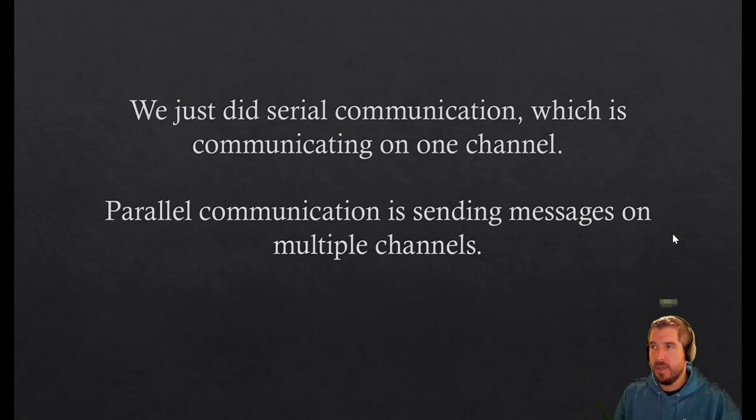Okay, so we just talked about serial communication, which is communicating on just one channel. Parallel communication is sending messages on multiple channels. You can imagine we had one micro:bit communicating to someone else. Well, if we had 5 micro:bits and we were sending numbers on all 5 of those micro:bits, ones and zeros, that would be parallel communication.